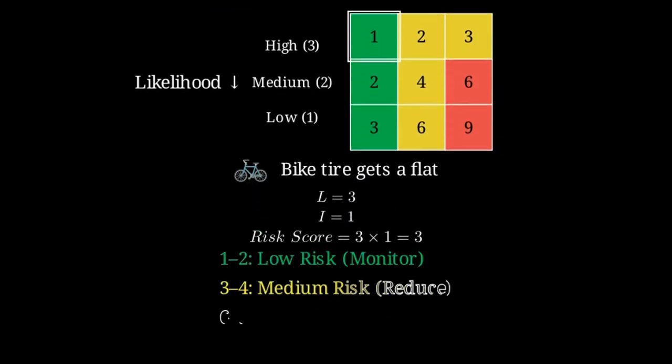Step 5 is prioritizing. Scores 1 to 2 are low risk, and we just monitor them. Scores 3 to 4 are medium risk, and we try to reduce them. Scores 6 to 9 are high risk and need immediate action.